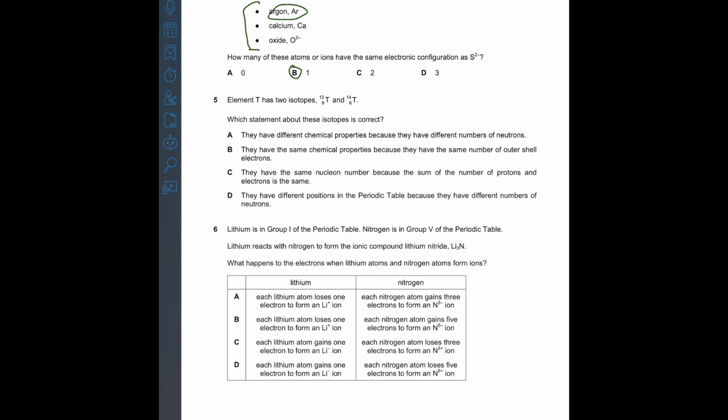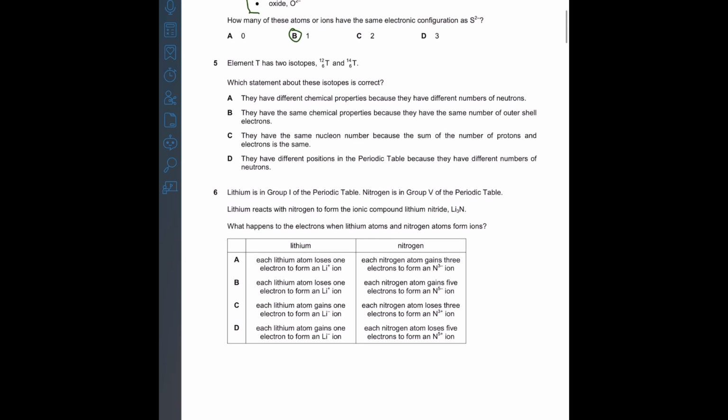Question number 5. We are given 2 isotopes. One isotope has 12 and the other has 14 as their nucleon number. Now we are asked which statement about these isotopes is correct.